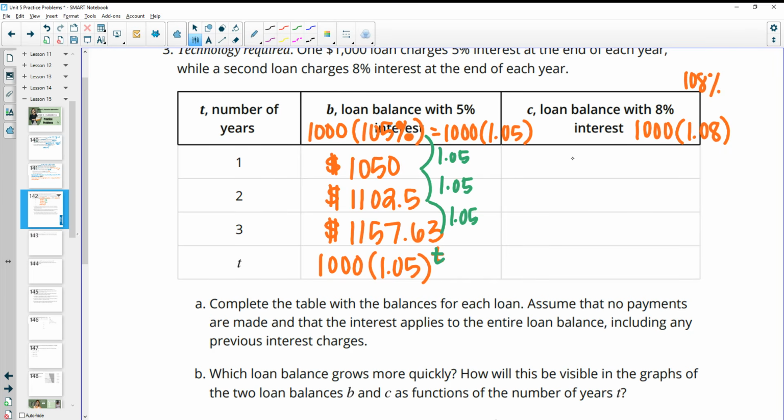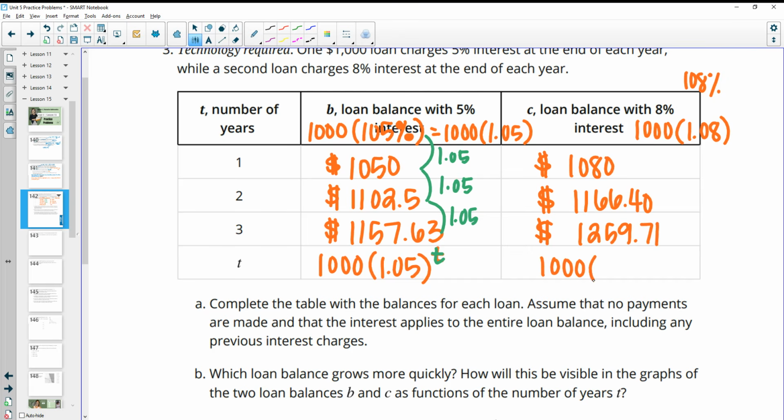So if we do this, we get 1,080 after the first year. Then we get 1,166.40 after the second year. Then we get $1,259.71 after the third year. And if we do it for t years, we're multiplying by 1.08 t times.